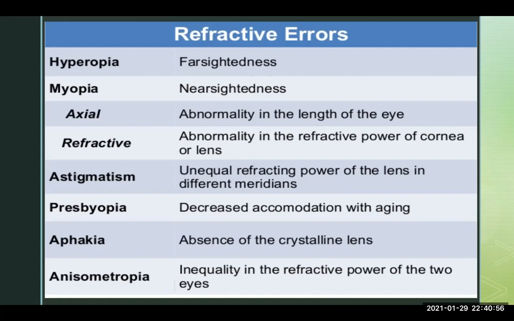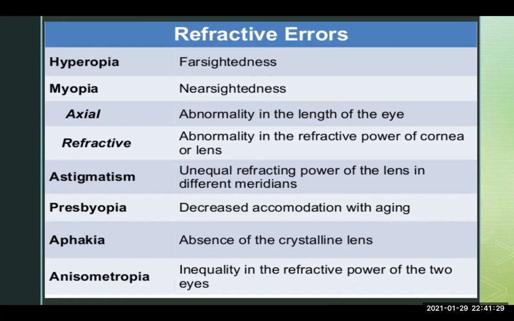Presbyopia is defined as decreased accommodation with aging. So the eye is unable to see near objects. This happens after the age of 40. When the patient approaches the age of 40, he starts to find difficulty in reading or seeing near objects. So it's called presbyopia. It's age-related changes.